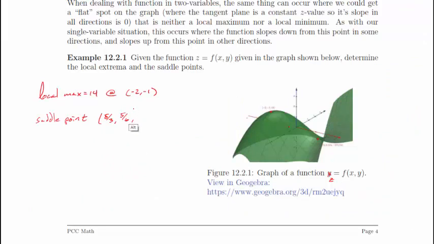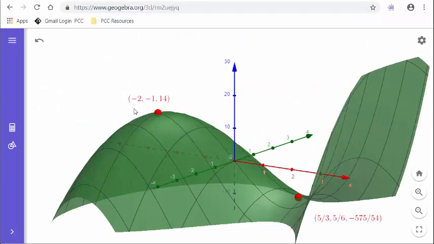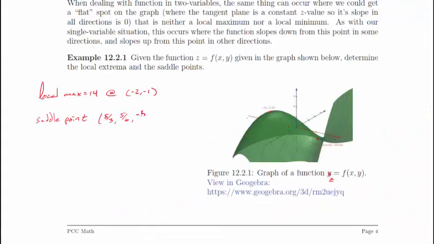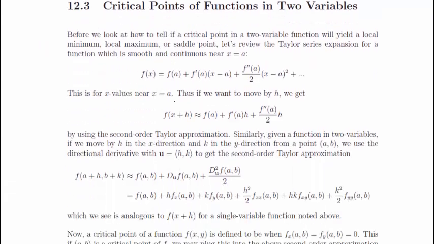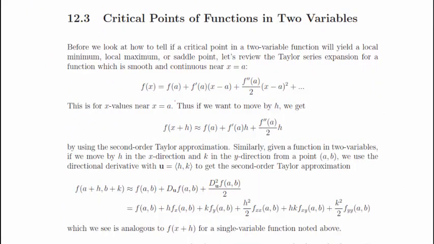And z is negative 575 over 54. And that's it. Okay, so let's now look at how we can find these given a function defined symbolically.